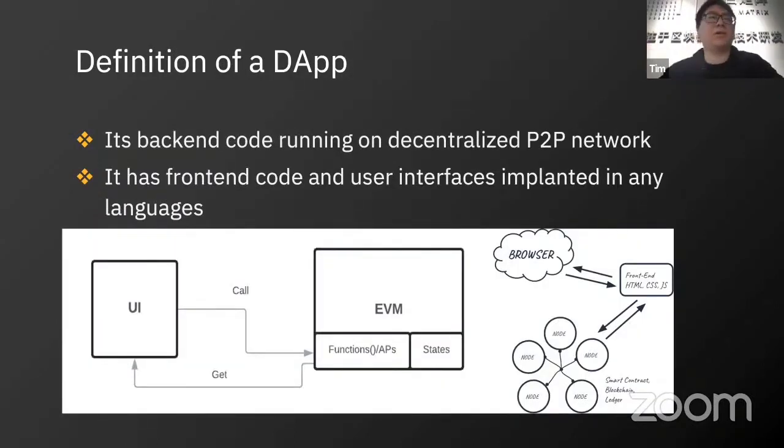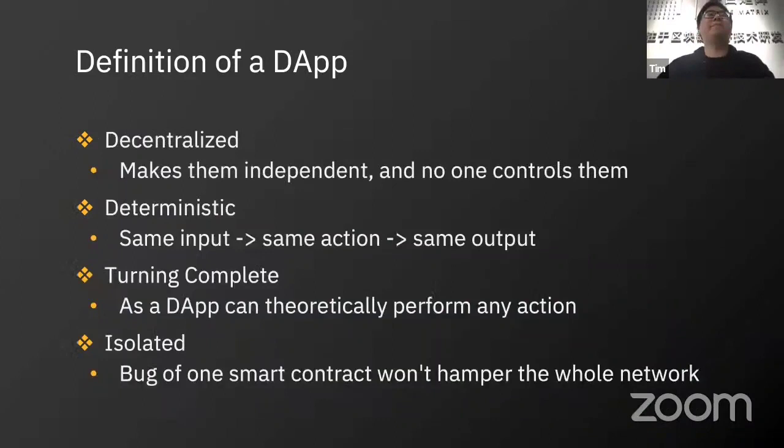So this is basically the structure of how the UI is interacting with the blockchain backend. It will do two types of calls. One is get, which just reads the data from the EVM. The other is call, which writes into the EVM, and that will alter the state of the EVM. In the front end, you can use whatever programming language, like HTML, CSS, JavaScript, Ruby, Python, to write the front end, but the back end is always the smart contract.